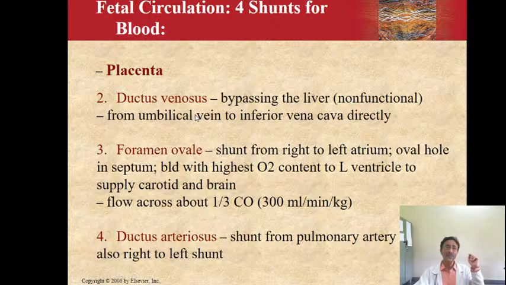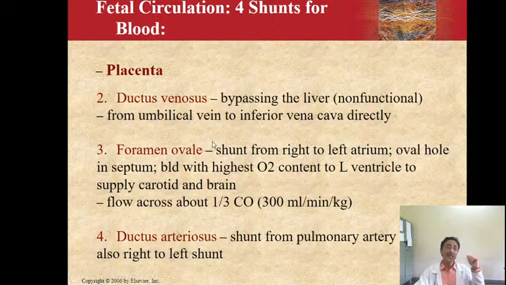What is the ductus venosus? In the ductus venosus, the circulation is bypassing the liver. The hepatic circulation is literally non-functional. So the blood draining from the lower half of the body, from the umbilical vein, goes into the inferior vena cava. From the inferior vena cava, it bypasses the liver and passes through the ductus venosus.